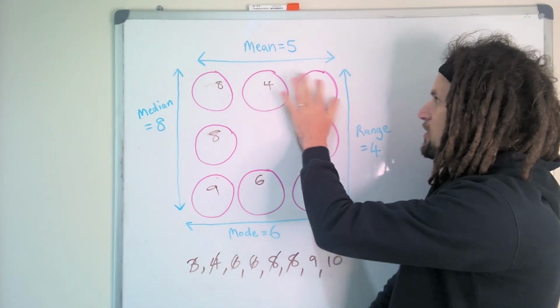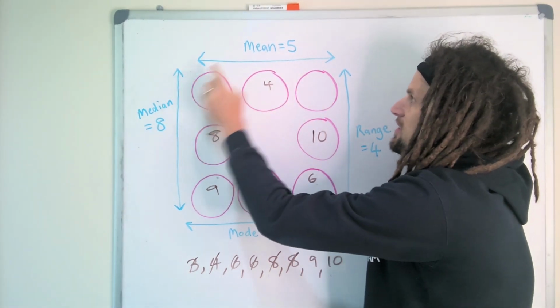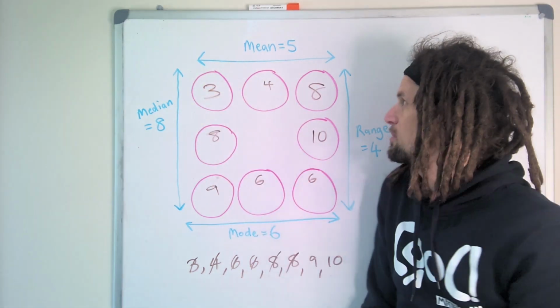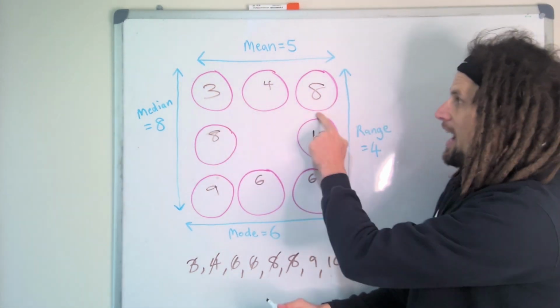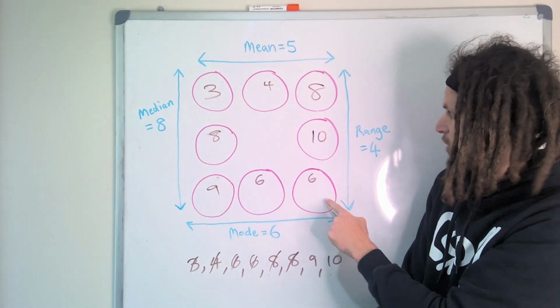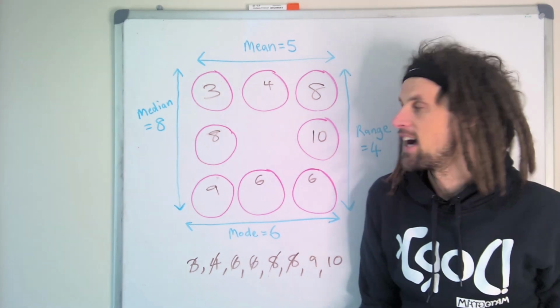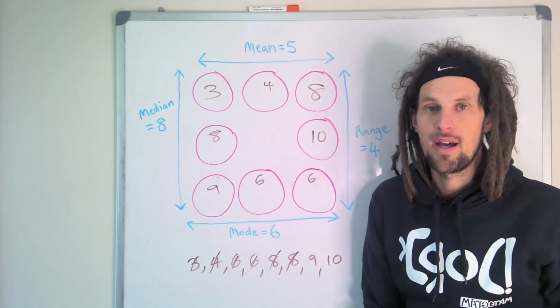So let's switch the 3 and the 8 here because that doesn't change the average over here. And we'll put it in larger now because we're a bit more certain about it. So here the average is still 5. Now we've got a range of 4. The mode is 6 here and the median is 8 here. So that is an example of a solved puzzle.